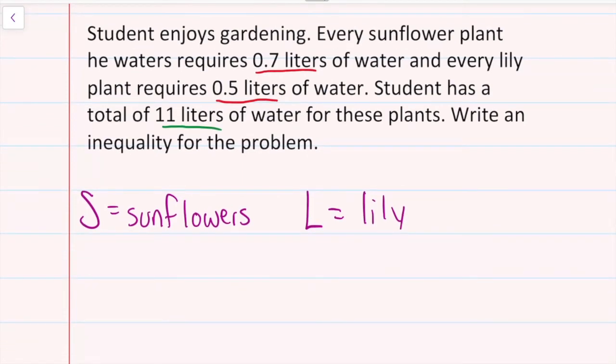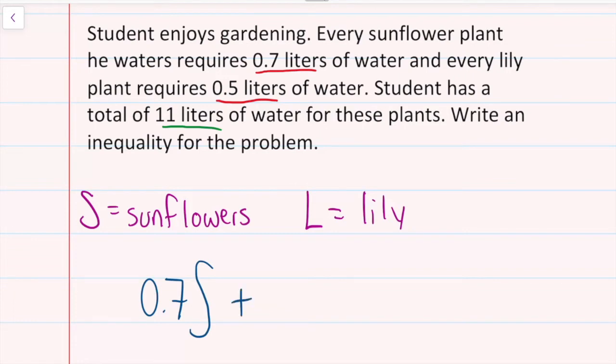How much water does the sunflower plant need? We already discussed it takes 0.7 liters for every sunflower. So we're just going to put an S next to it. Because if there's one sunflower, multiply it by 0.7. That's all the water you need. If you have two sunflowers, put a 2 there times 0.7. That's all the water you need.